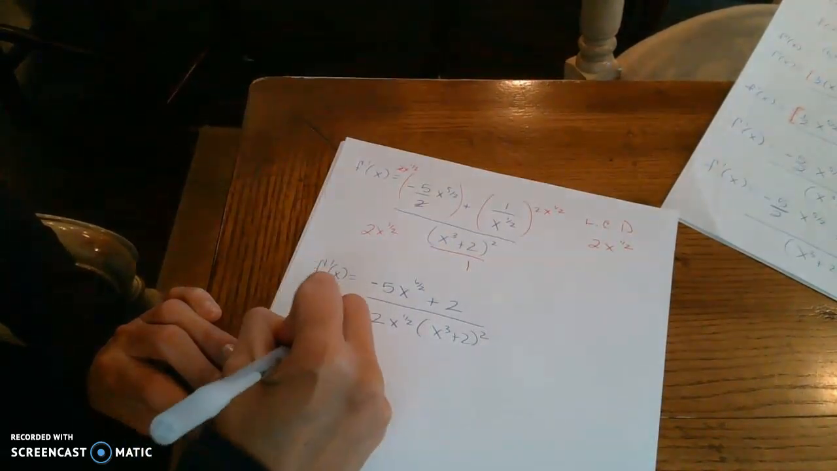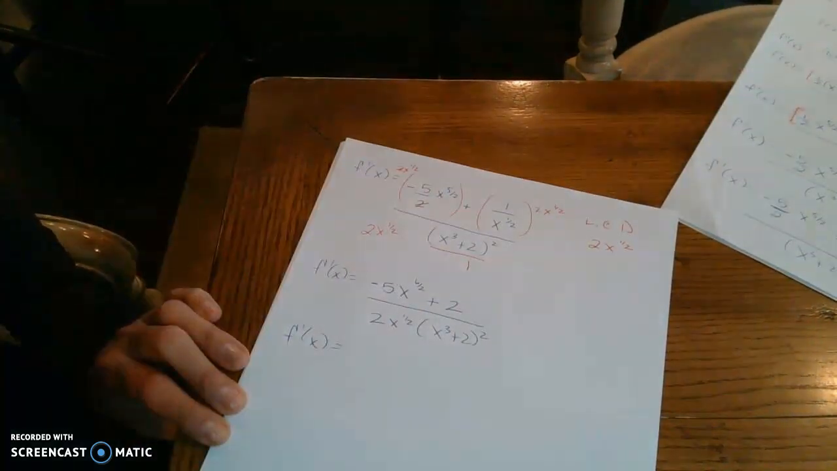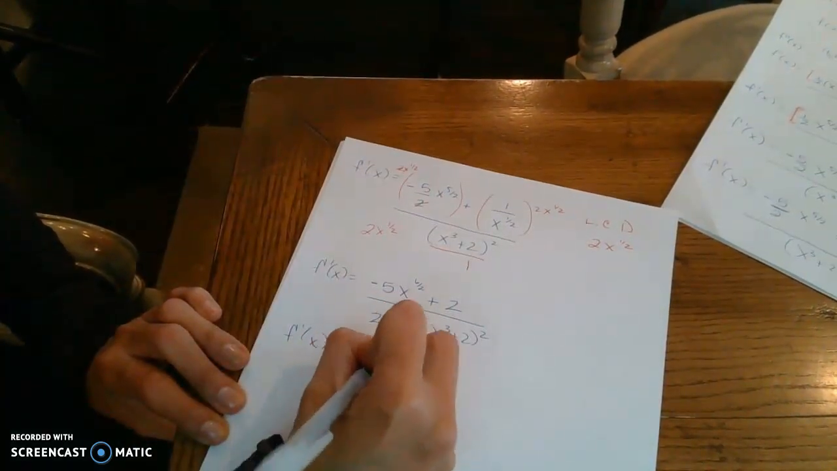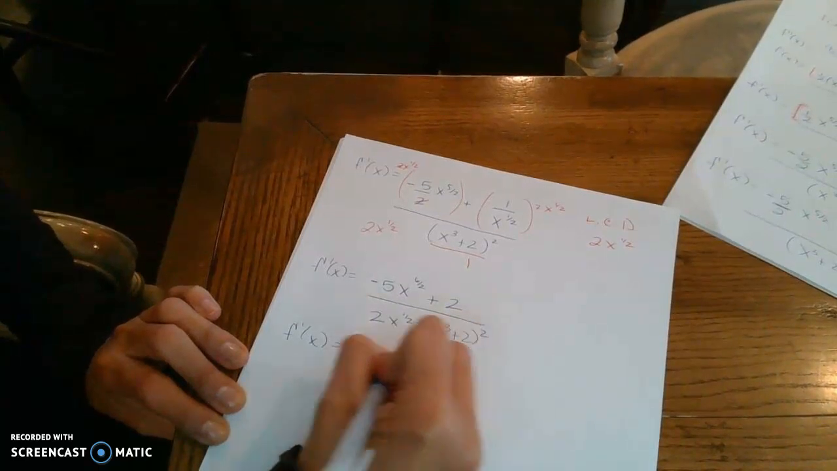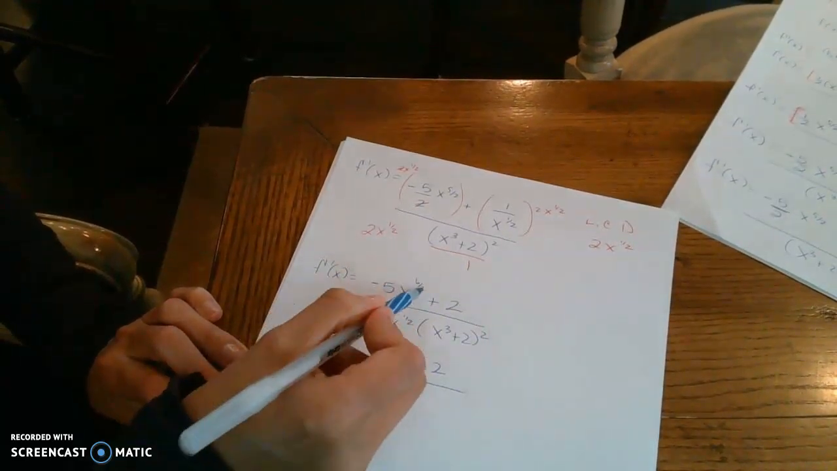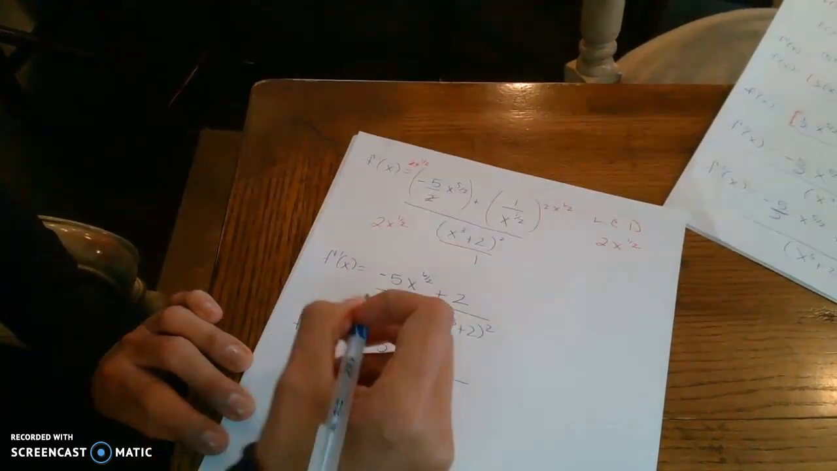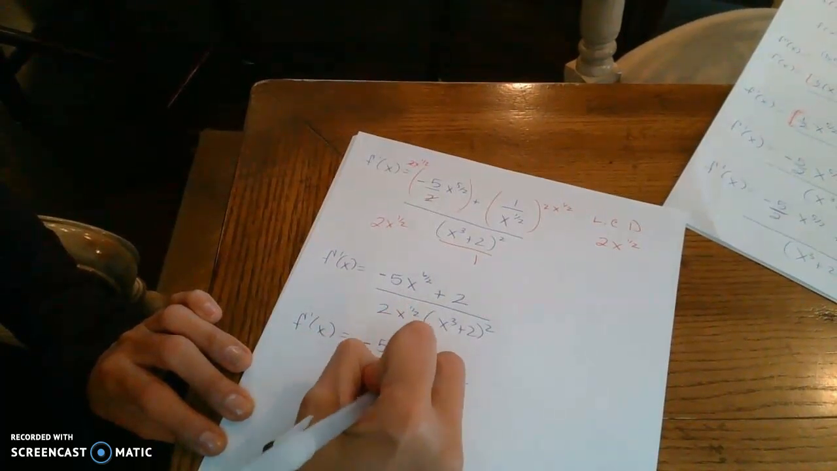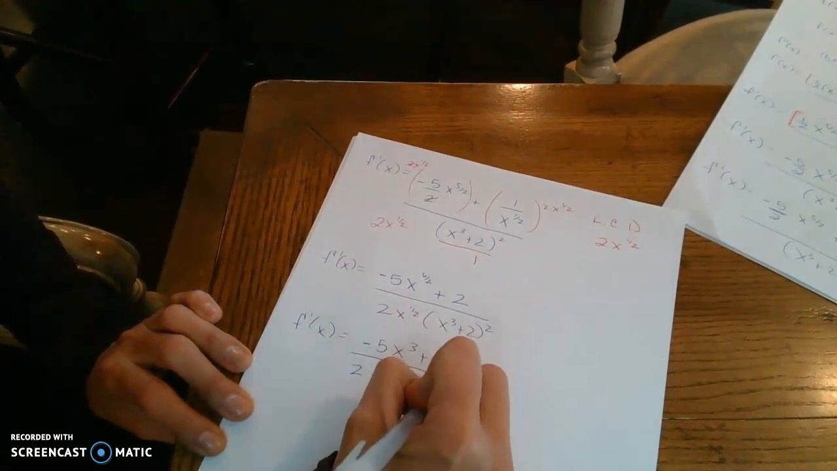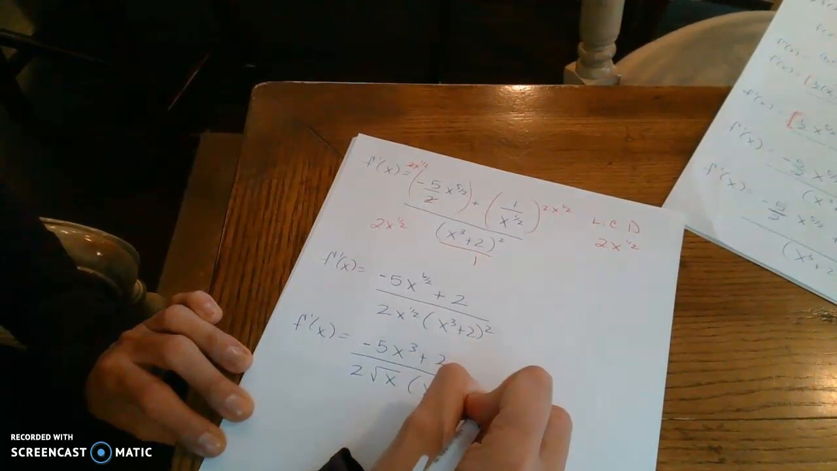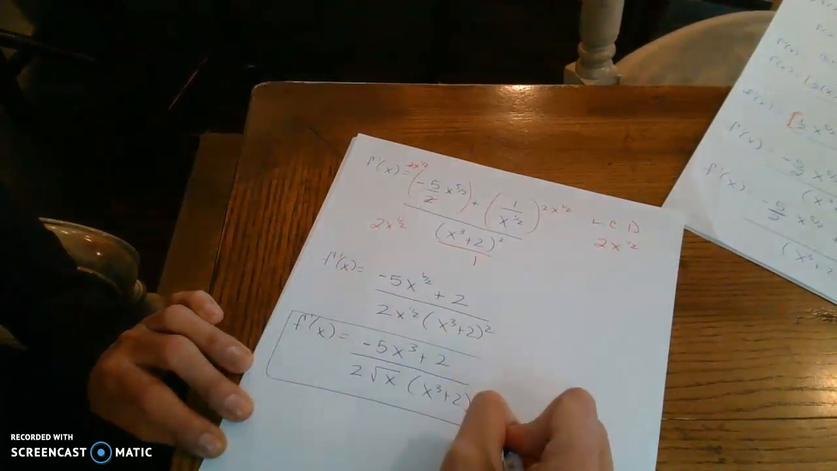So last but not least, what looks super complicated but isn't so bad becomes this, all over 6 divided by 2 is the 3, and this is 2 square root of x, times x cubed plus 2 squared, and that would be your final answer.